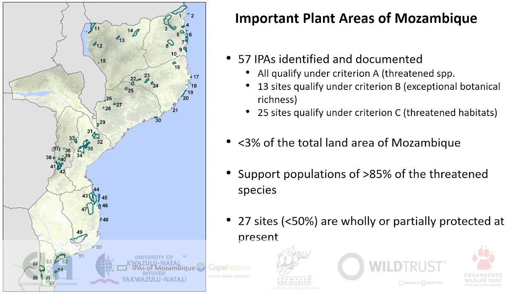Crucially though, fewer than half of the IPA sites identified have any form of formal protection for biodiversity at present, and a number of the sites that are protected on paper are not effectively managed for their plant diversity. Hence, there is now a large task ahead to promote the conservation and sustainable management of Mozambique's plant resources, using this IPA network as a means of enabling effective prioritisation.